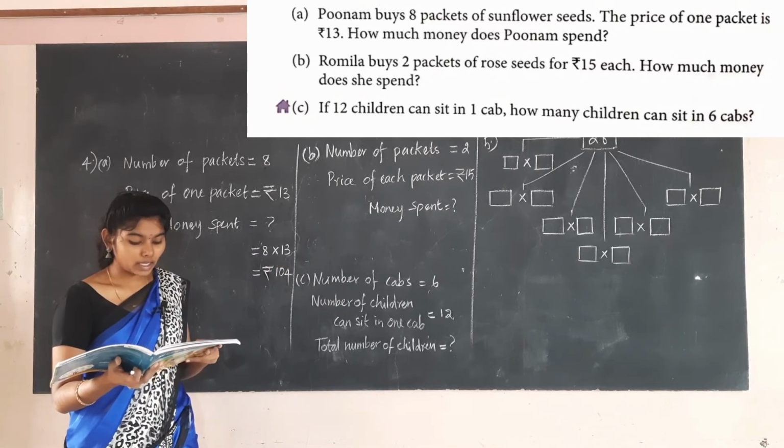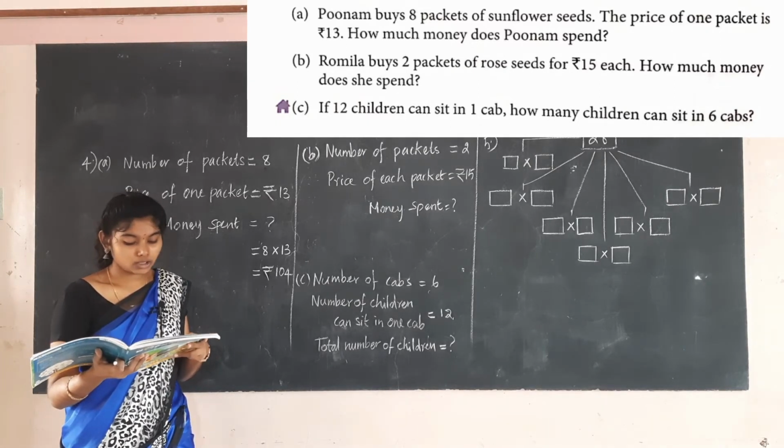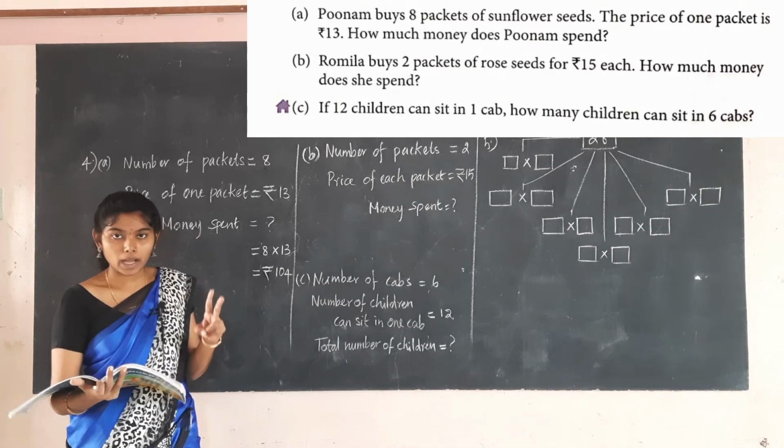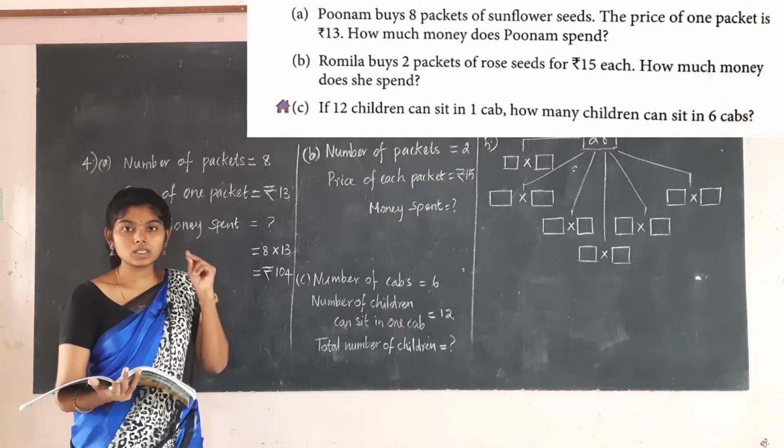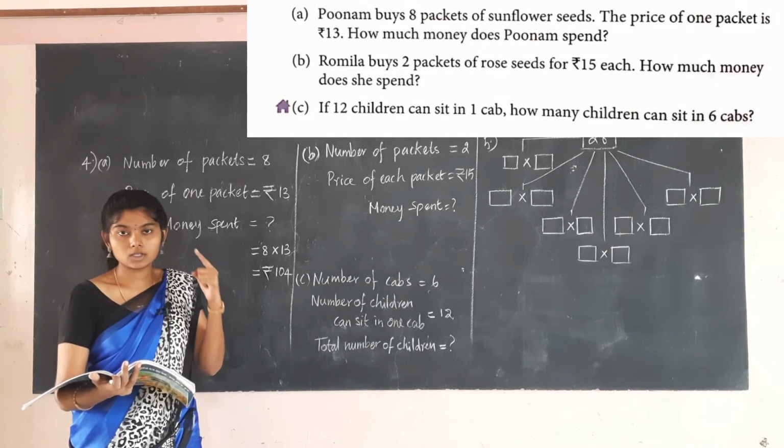Romila buys 2 packets of rose seeds for rupees 15 each. How much money does she spend? So here there are 2 packets and each packet's price is rupees 15. The word "each" is given there, so each means one packet is rupees 15.